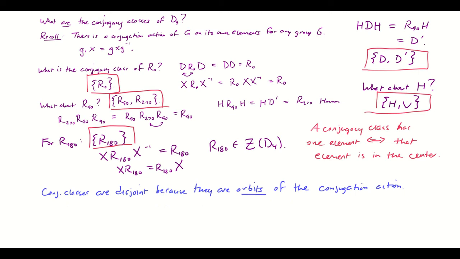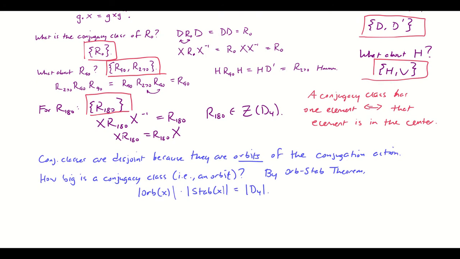Well, what is the stabilizer of an element under the conjugation action? What does it take to stabilize something? If I conjugate x with g and get x back, then that means that gx has to have equaled xg, because I'm multiplying on the right on both sides by g. That means that g is something that commutes with x. So that means g is in the centralizer of x. So the size of the stabilizer is going to be the size of the centralizer of x. And then the size of the orbit is going to be the size of the conjugacy class.